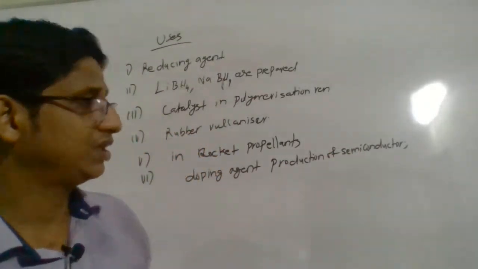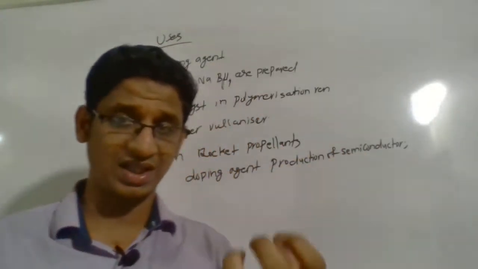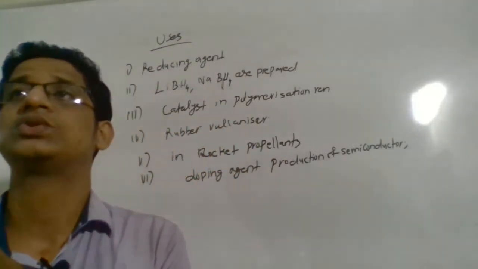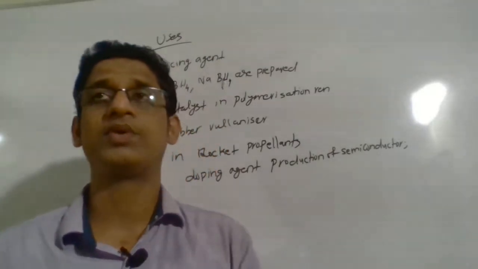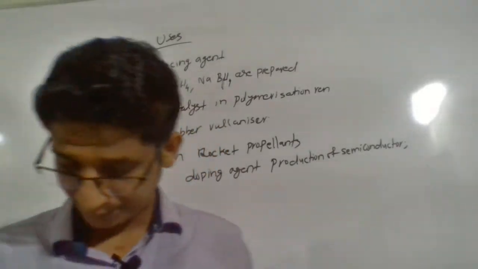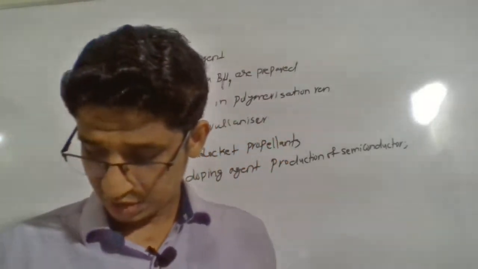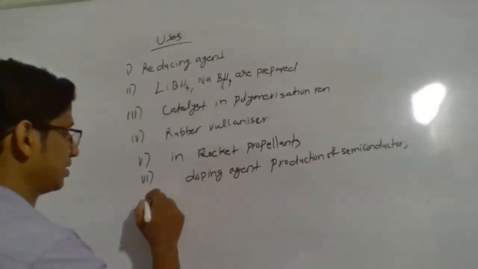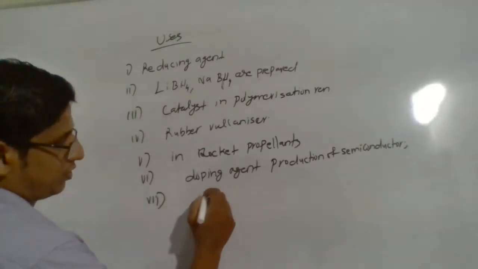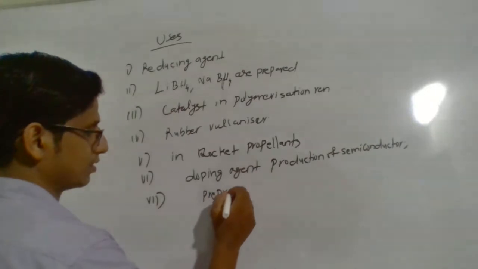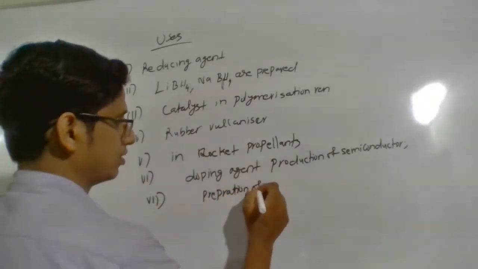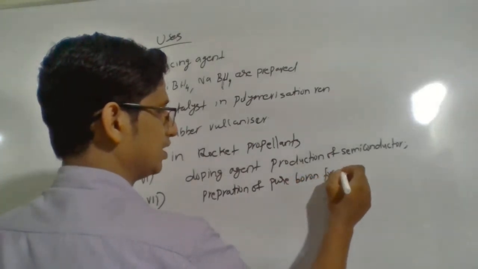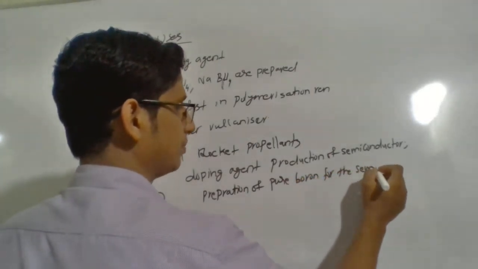So that is why boron, which is in the 13th group, is used. The doping will give a p-type semiconductor. So diborane can act as a doping agent, and it is also used as an intermediate in the production of pure boron for semiconductor purposes.